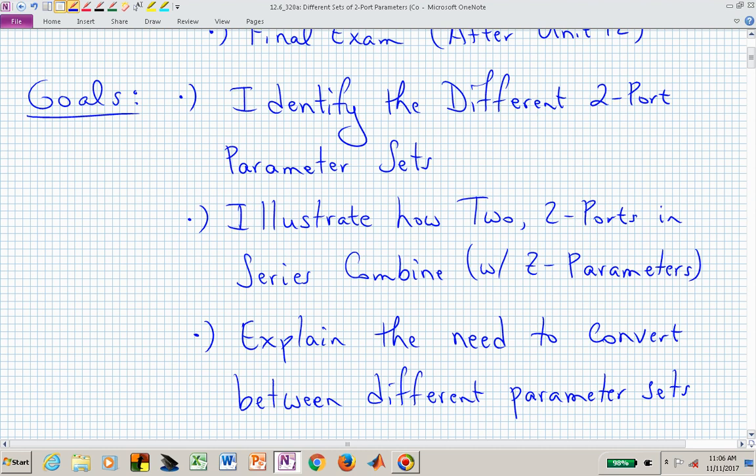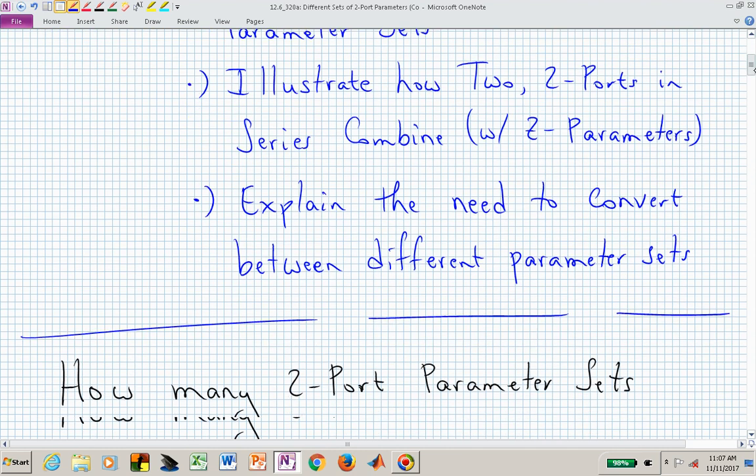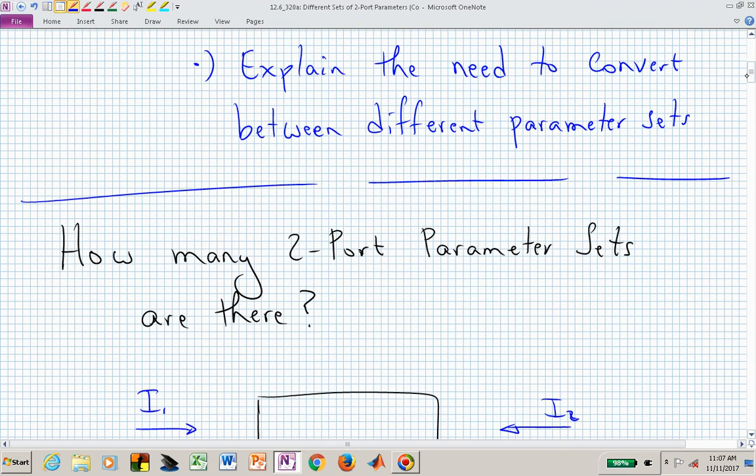And the reason you might want to do that is maybe you want to have everything described in terms of H parameters, and somebody's given you a set of Z parameters. Well, it might be nice to convert those Z parameters into H parameters. And there are tables that document or give you those formulas. We will illustrate how we can convert a set of H parameters into a set of Z parameters in this video. So how many different sets of two-port parameters are there?